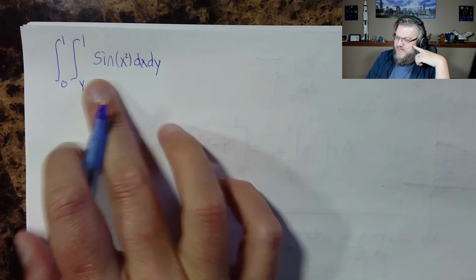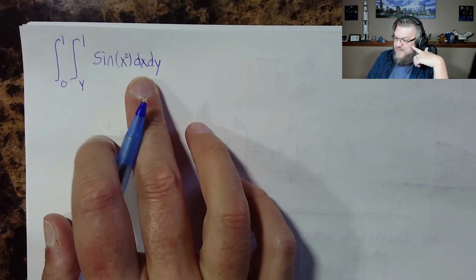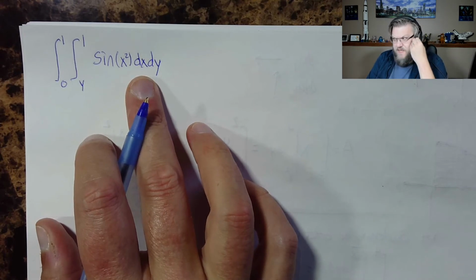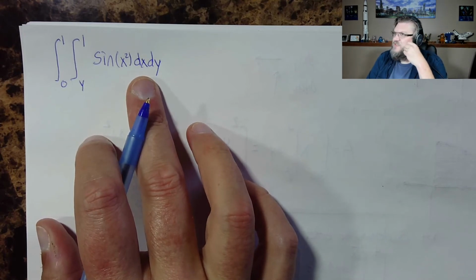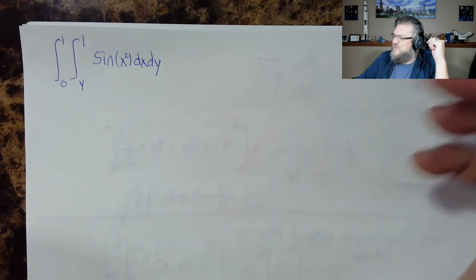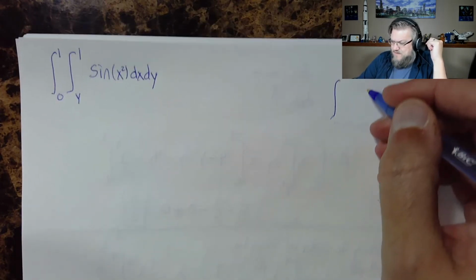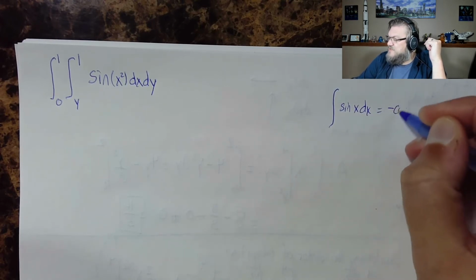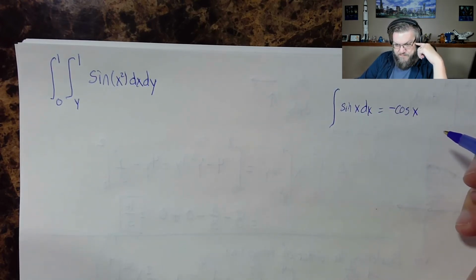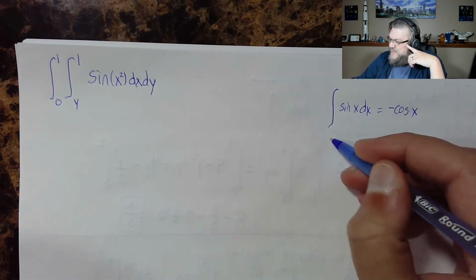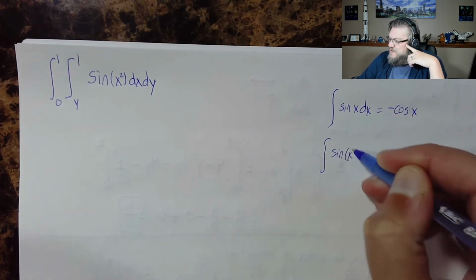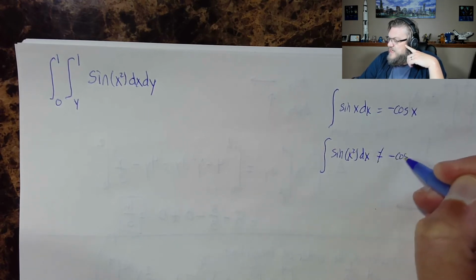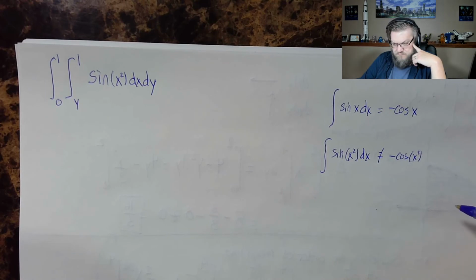But if I stick with the sine of x squared, I have to integrate this with respect to x. And so what is the integral of sine of x squared? I certainly know the integral of sine, right? The integral of sine of x dx is simply negative cosine of x. No issues there. But the integral of sine of x squared is not negative cosine of x squared, right?